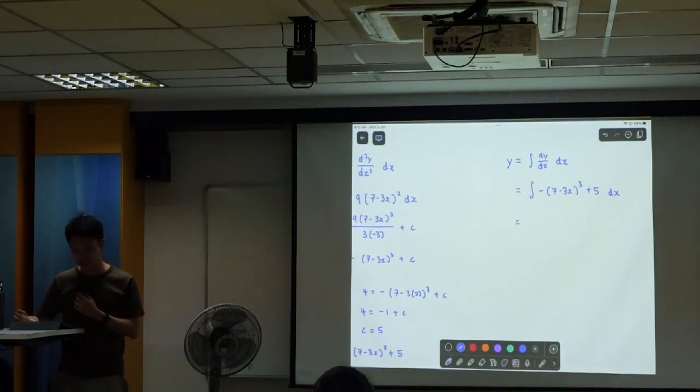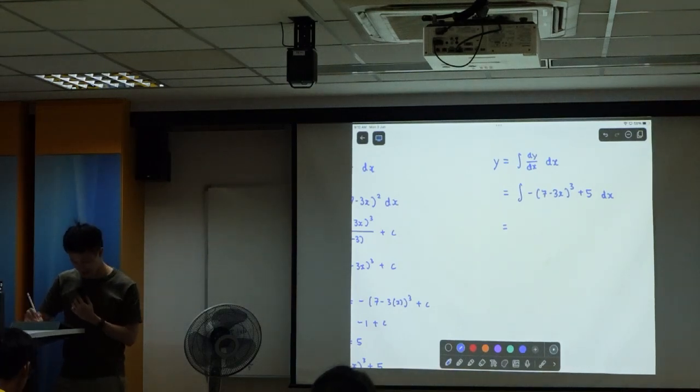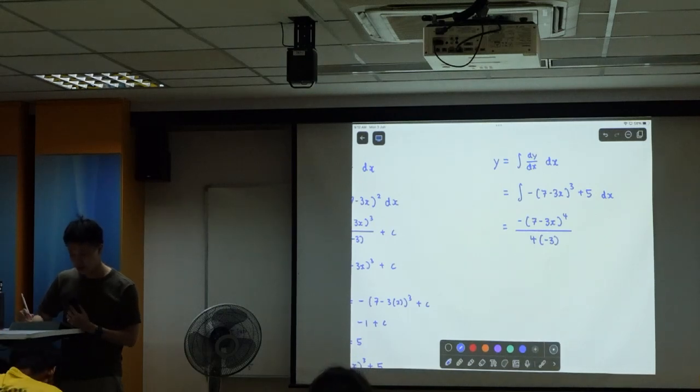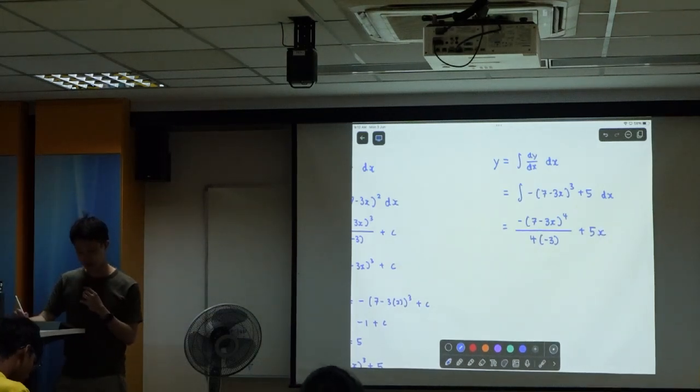So now we can integrate this guy. Remember we can integrate them term by term. So we integrate the power term first. This is negative (7 minus 3x) to the power of 4 divided by 4 times negative 3. Then what about the 5? You can integrate 5 as well. So 5 is 5x. Then you must have another plus c.